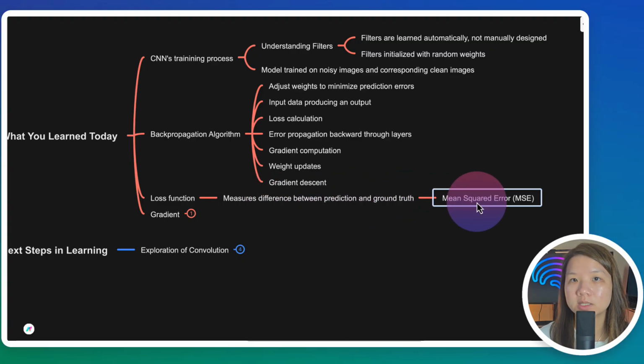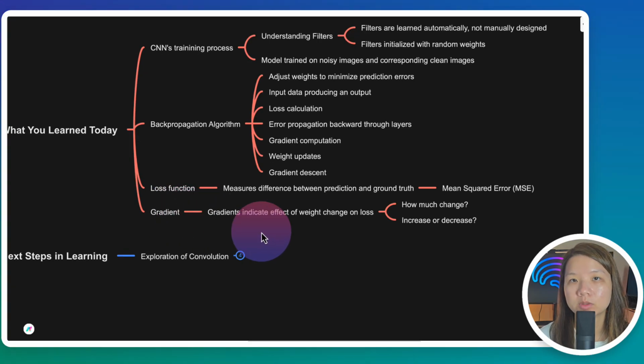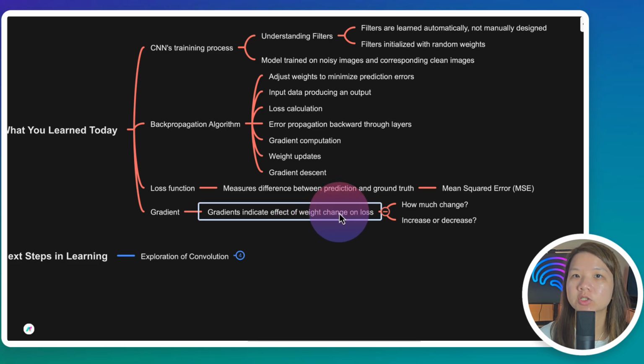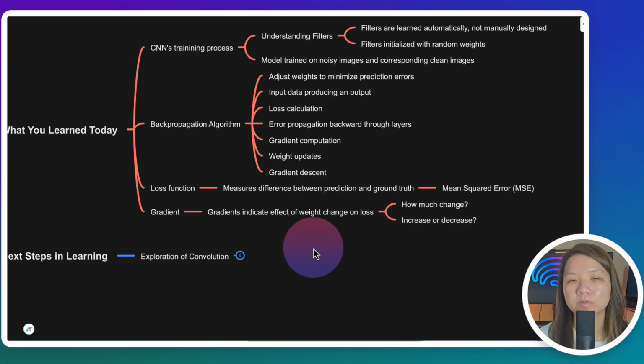For denoising CNNs, the mean squared error, MSE, is a common loss function used to calculate the average squared difference between predicted and actual pixel values. The calculated error is propagated backward through the network to compute gradients for each weight. A gradient indicates how much a small change in a weight affects the loss and in which direction, whether to increase or decrease the weight to reduce the loss.